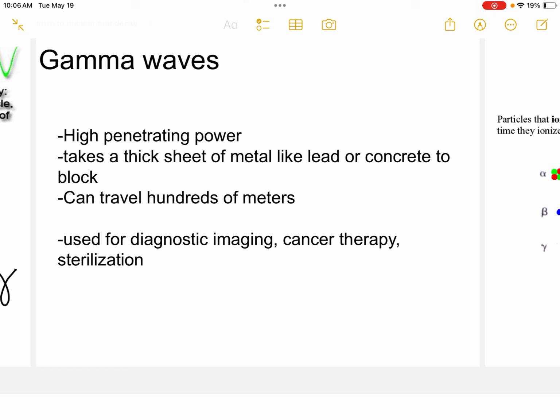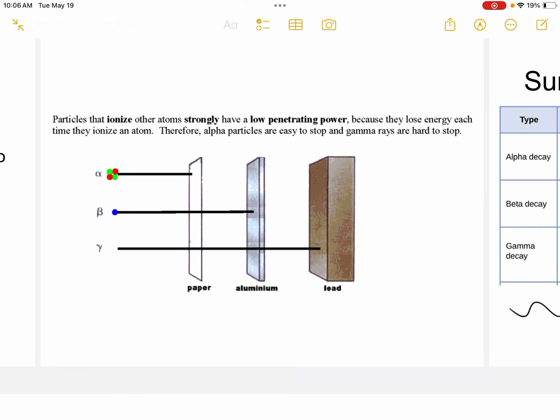Cancer therapy, this is the kind of radiation when people say they're doing radiation for cancer. And it's used for sterilizing instruments. You can also use it for sterilizing food. Some food is gamma irradiated to kill germs to make it last longer.